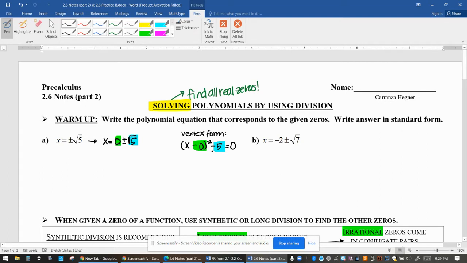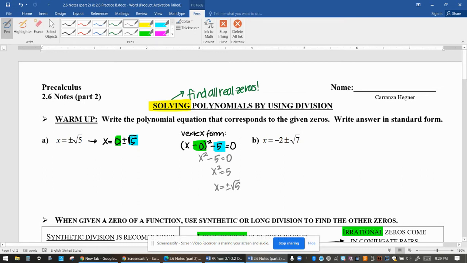So let's say we had to solve this to check our answer. Let's see if this really was the original form that would give us a solution of plus or minus root 5. X minus 0 is just x, so this is really x squared minus 5. Now if I add 5 to both sides and then I square root, I get plus or minus root 5.